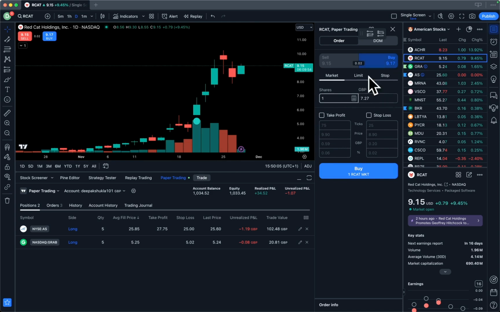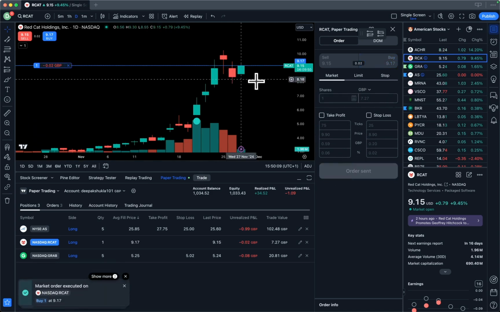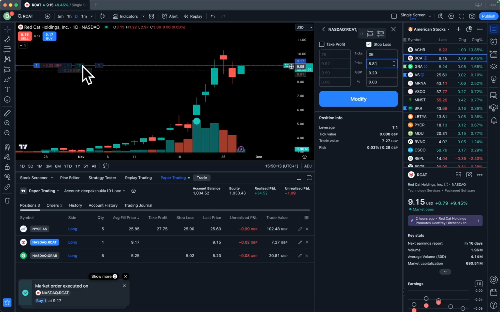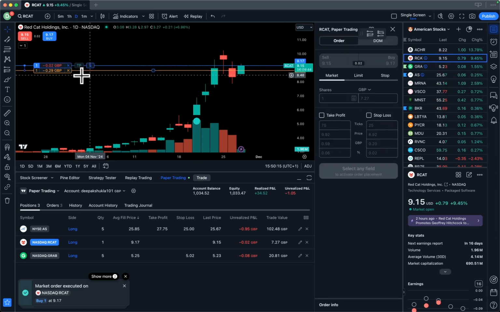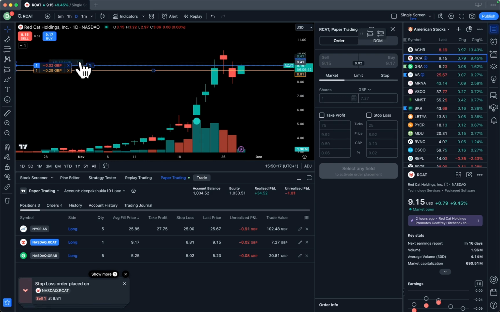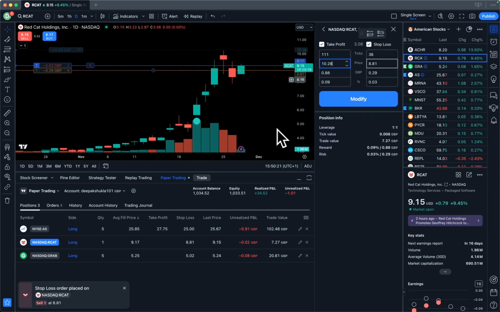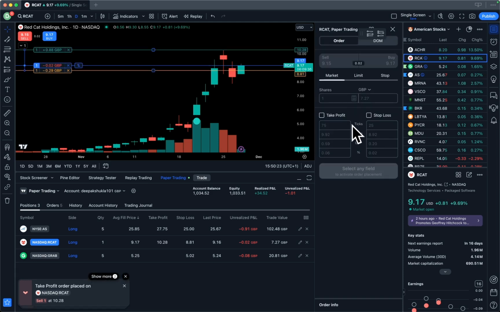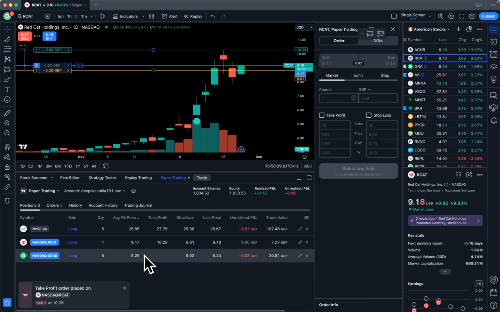We'll just do 1 share at the moment, and then if we buy, and then we set a stop loss of half of the day's range, and then we modify that, and then we set a take profit of up to this level because it didn't break that level, and modify that. So we're in 3 trades now, and let's just see how these trades go.